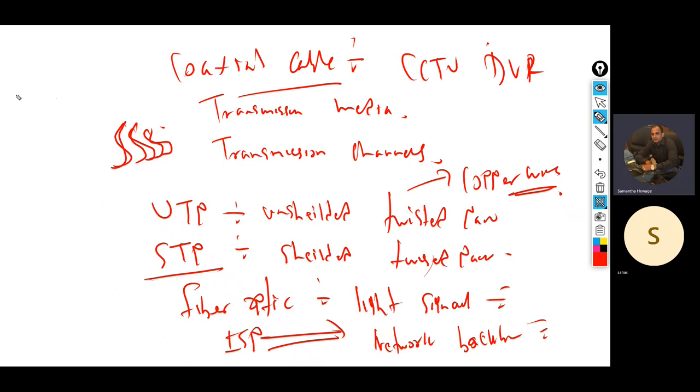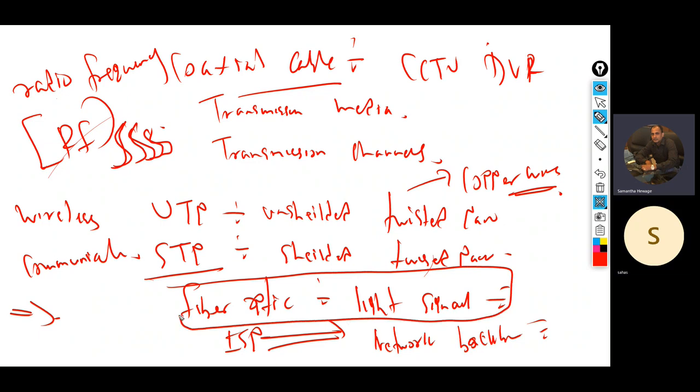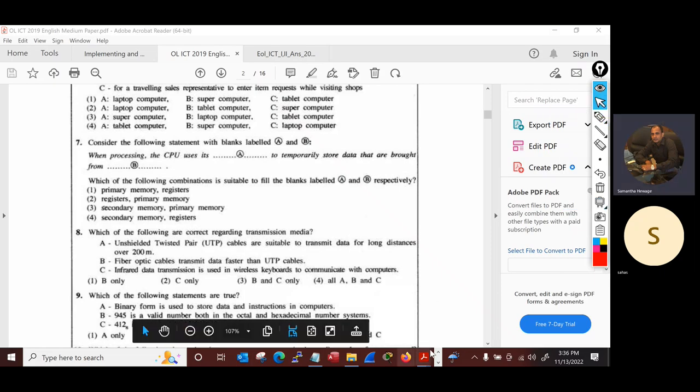Another transmission medium type we have is radio frequency, RF. These are wireless waves for wireless communication without wire. By using one of these media we connect to the internet. I have a fiber connection, and the internet is connected by fiber. If someone has a wireless router, they connect through wireless communication, RF. So this is called transmission media. The basic media are twisted pair and fiber optic.